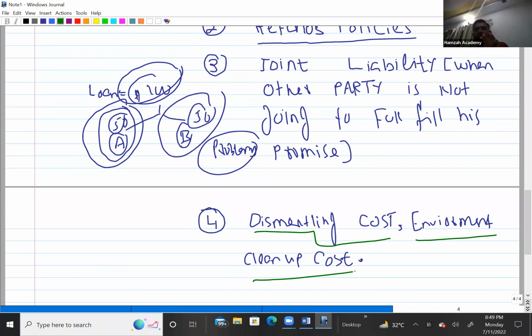Similarly, environment cleanup cost means if I am doing business in a specific area and I am creating environmental problems, then by law or by my company policy, there will be an obligation on me that when I complete my task, I will clean up the environment and rectify the damage which my company has caused to that environment. So again, it will create a present obligation. So we will make a provision for such things as well.